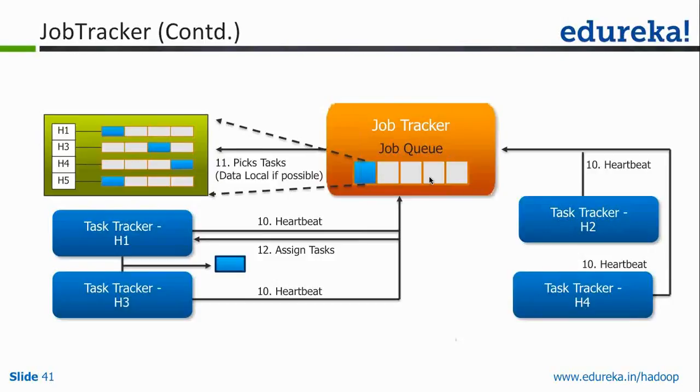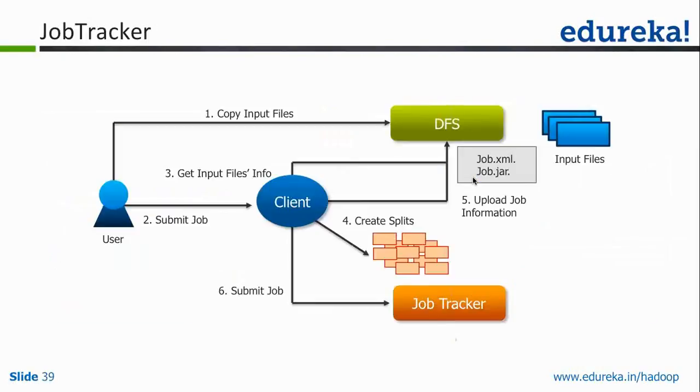Let me quickly repeat this once again so that everyone is clear. What will happen if the job tracker fails? Job tracker failing means name node has failed. Job queue has all the jobs which are associated with the task trackers. So all these tasks are maintained in this job queue. Let's look at how it happens.